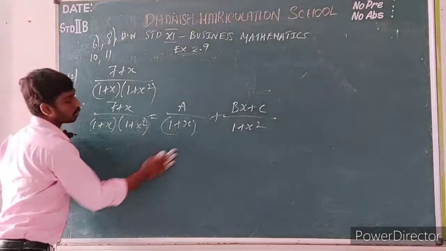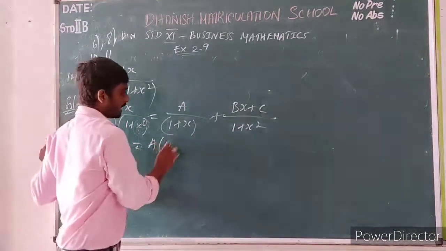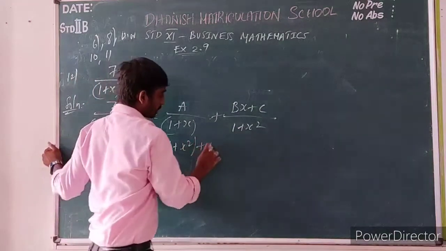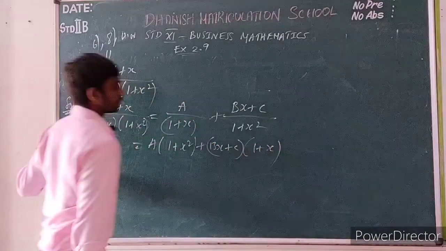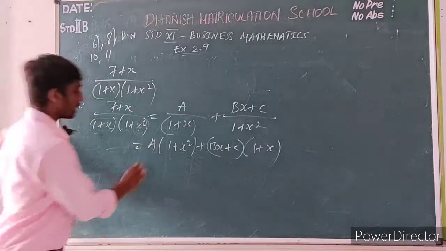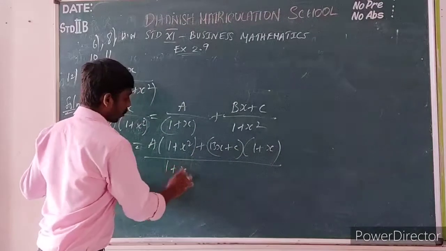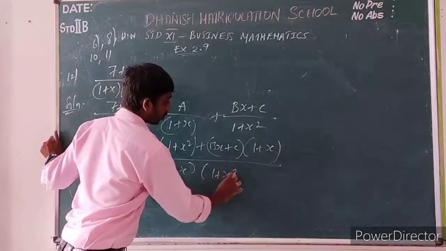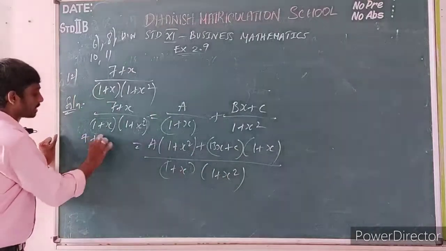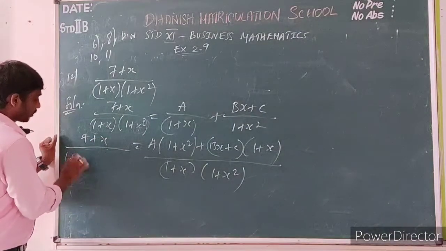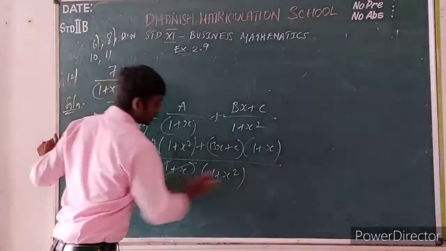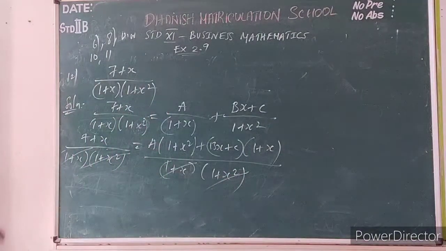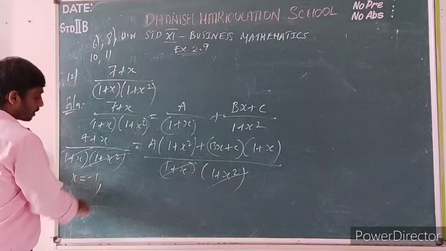So now we are going to cross multiply this one. A into 1 plus x square plus bx plus c into 1 plus x, divided by 1 plus x into 1 plus x square. On the left side, 7 plus x. Now cancelling the denominator on both sides. Now I am going to substitute x is equal to minus 1 in this equation.